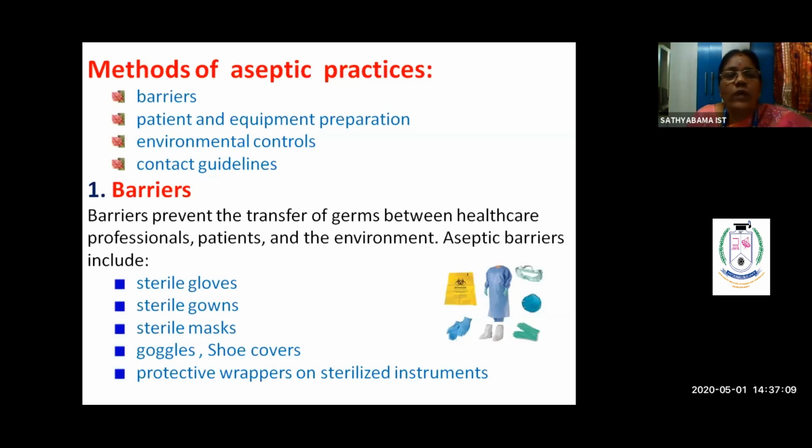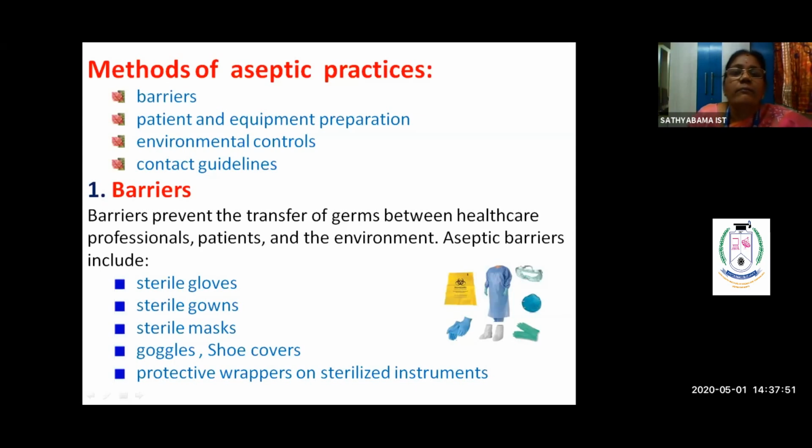So what are the methods by which these aseptic practices are made possible in a healthcare setting? There are 4 methods. One is barriers. Next is preparing the patient and the equipment. Third is controlling the environment. And fourth is following contact guidelines. Coming to the first, use of barriers. Why do we have to use barriers and what are they? These barriers are sterile gloves, gowns, masks, goggles, shoe covers, and protective wrappers on sterilized instruments that are going to be used on patients. These barriers prevent the transfer of germs between the healthcare professional, the patient and the environment.